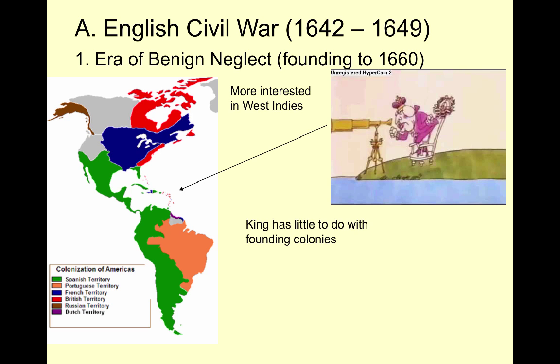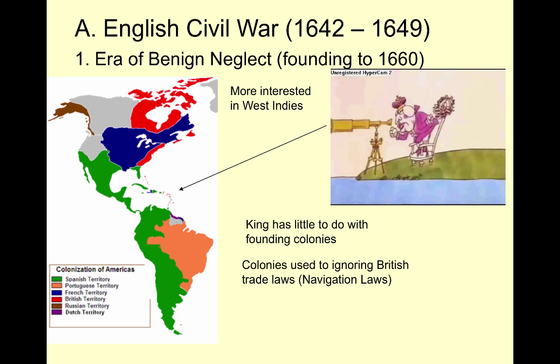And so the king is not really interested in what's going on in, like I said, the east coast of what will be the United States. In fact, the king has very little to do with the founding of all but one of the colonies. He is somewhat involved in the founding of Georgia, but all the others are going to be founded by religious dissenters. They're going to be founded by private people looking to make some money, by corporations, and they really don't have too much to do with the king himself. And so the relationship between the colonies in North America and the British Crown is almost non-existent in the first half of the 17th century.